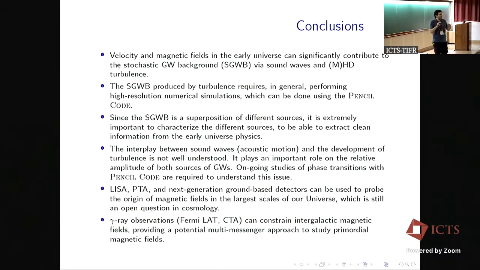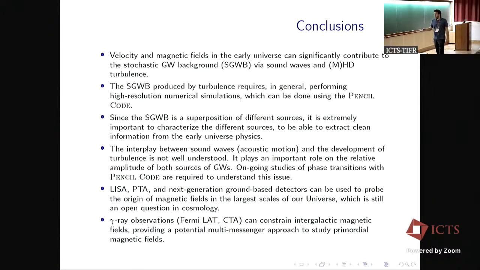And in the end, we don't want to consider this as two sources, but actually as the final gravitational wave signal that we expect from fluid perturbations in the primordial plasma. So there are some ongoing studies of phase transitions also with the Pencil Code. And LISA, PTA, and next generation ground-based detectors can be used through their potential for probing these phase transitions. They can also be used to probe the origin of the magnetic fields which are indirectly observed on the larger scales of our universe, which is an open question, whether these are from cosmological origin or from some astrophysical origin.